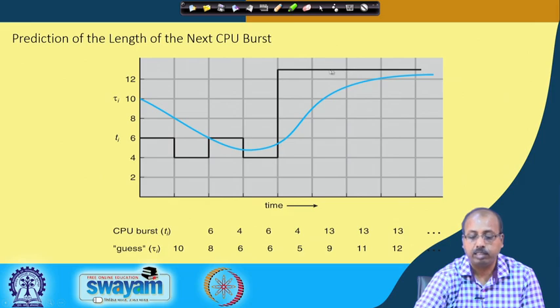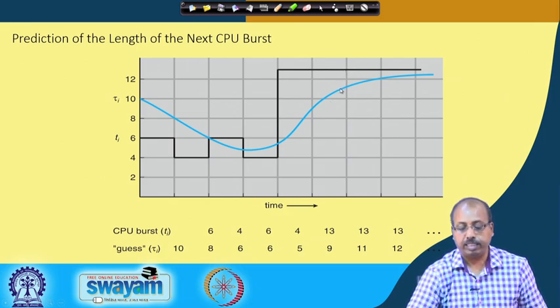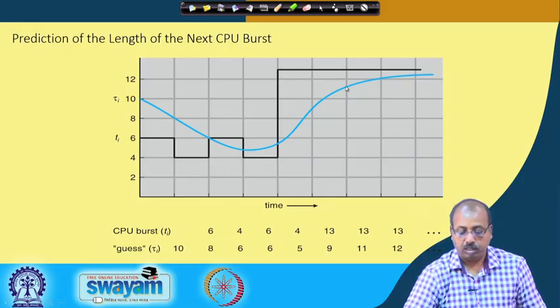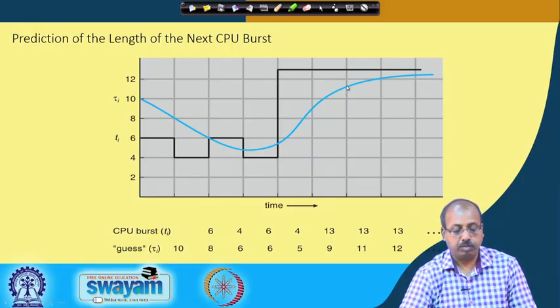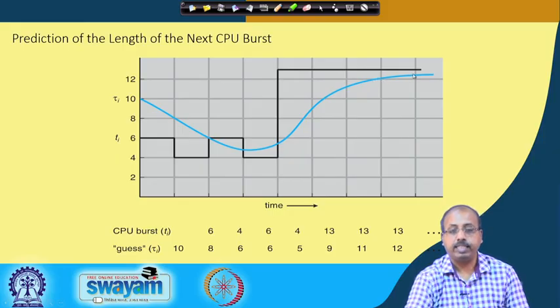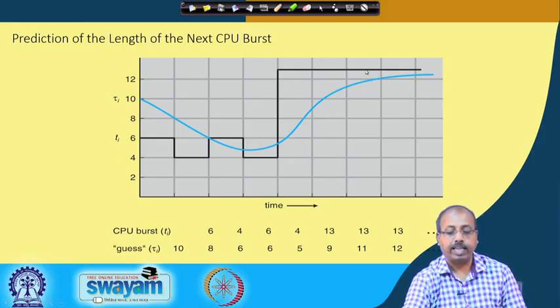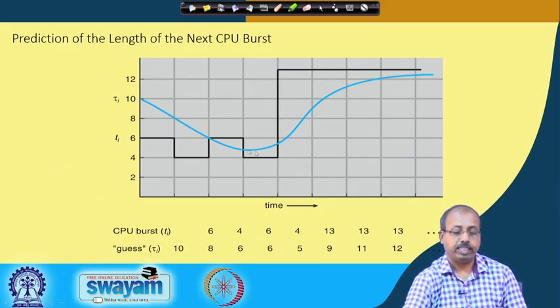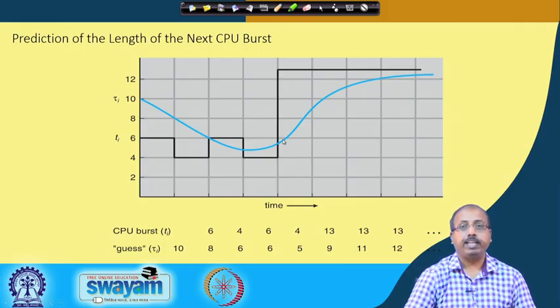So, it continues to be 13, and the prediction again goes up using that formula. So, this is equal to 11. Then it goes to a prediction of 12, and if it goes like this, then you can see that slowly it will catch up to this value 13. Okay. So, this prediction that we are doing is trying to follow the trend of the process.